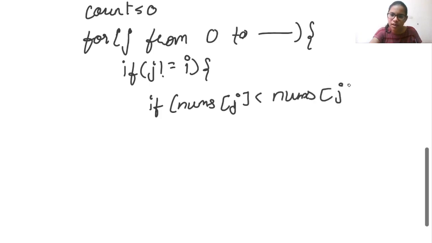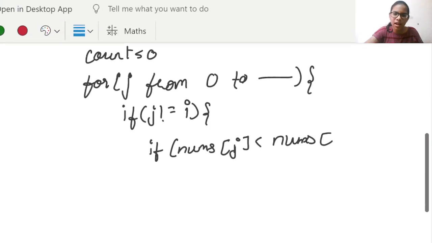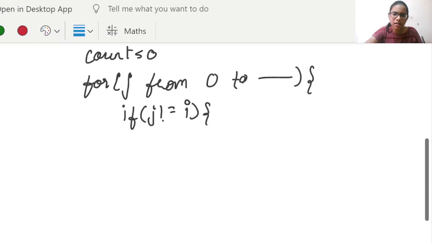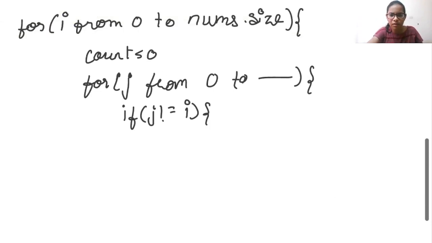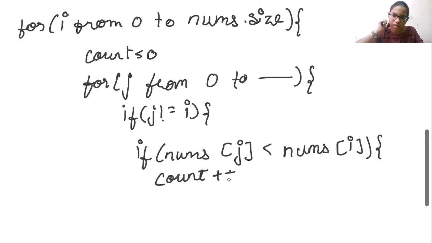We are running one more loop inside this. So here we need to write nums j less than nums i. Let me erase this and write it one more time. If nums of j is less than nums of i, then we need to increase the value of count. So count plus plus, and then we will close the if statement, then close the nested for loop.